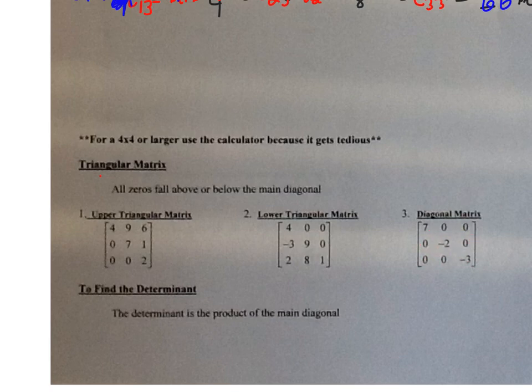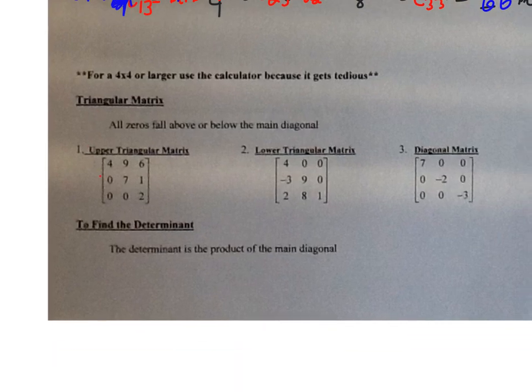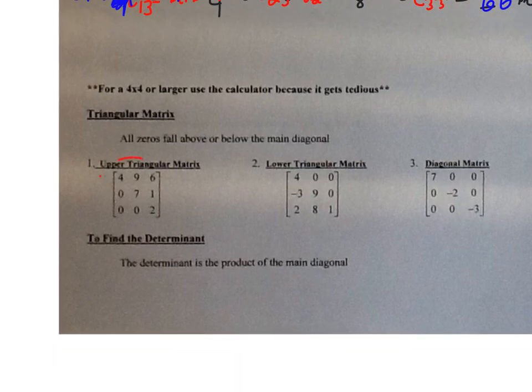Now, to find the determinant of a triangular matrix, all you have to do is find the product of the main diagonal. Take a look at matrix number 1. To find the determinant, all you have to do is 4 times 7 times 2. Remember, this is if you have zeros in the corner and that main diagonal, and you just multiply them. So 4 times 7 times 2, that's 14 times 4, which comes out to 56.